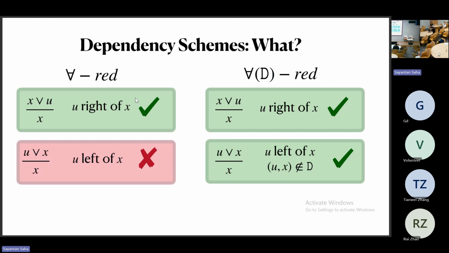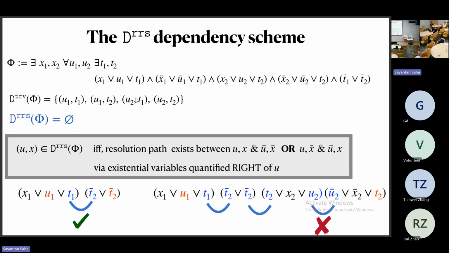And why do we want dependency schemes? In general, in QBF proof systems, we have reduction, which says that if U is to the right of X, we can reduce U from a clause containing X to get X. But if it's to the left, we cannot. With the addition of a dependency scheme, if U is to the right of X, we can still reduce. But even if U is to the left of X, if X is independent of U, we can still drop U and get X. This is basically a relaxation of the quantified order. So this is the advantage of dependency schemes.